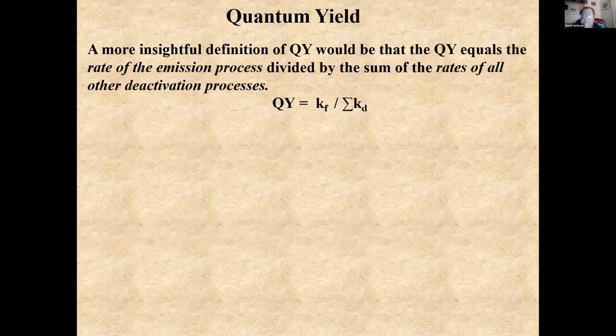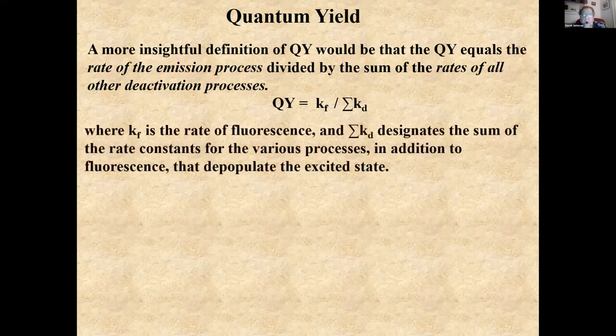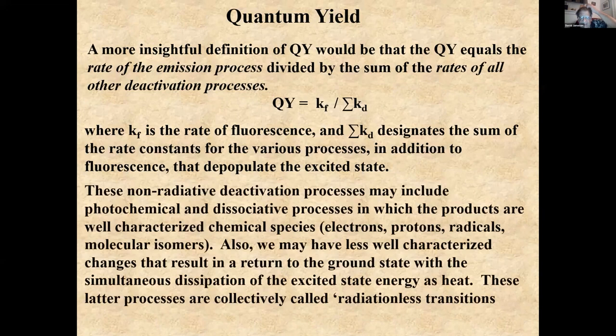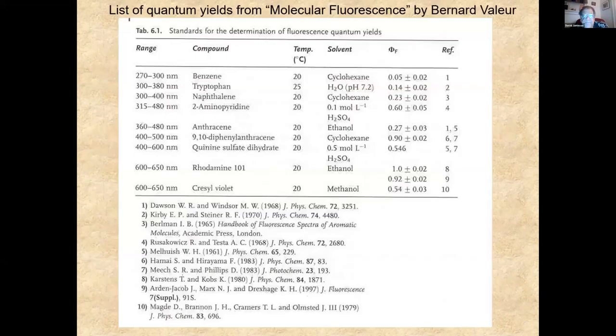Okay, but a more insightful definition would be that quantum yield is the rate of the emission process divided by the sum of the rates of all deactivation processes. So you have Kf, for example, would be the rate of fluorescence, and Kd would be the sum of all the rates for processes which depopulate the excited state. Non-radiative deactivation processes may include photochemical and other events, but we're not going to go into these different processes.